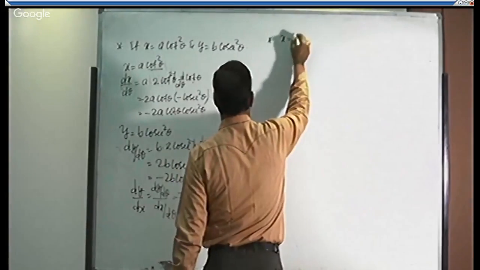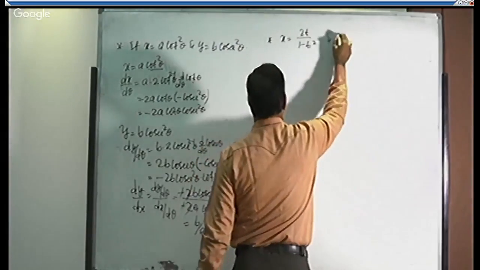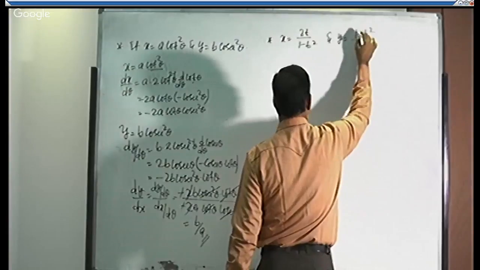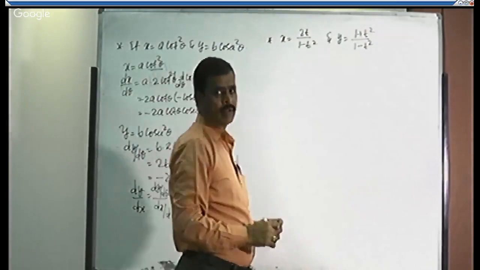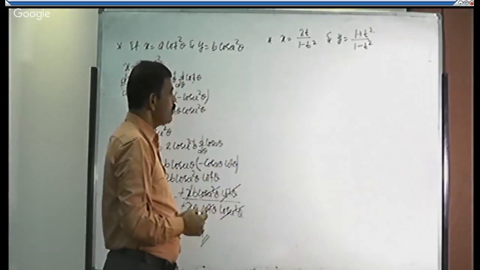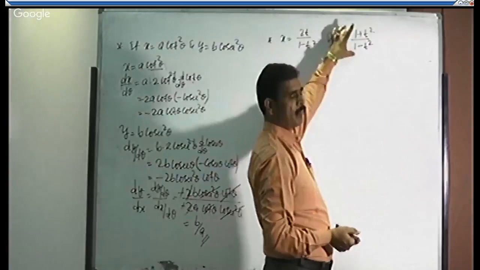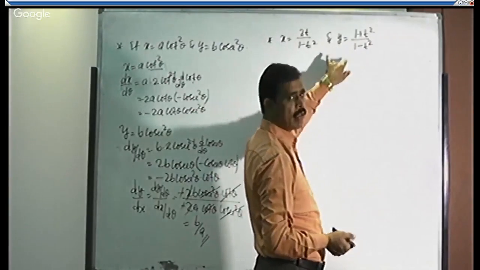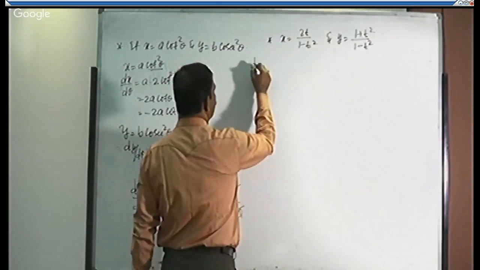If x is equal to 2t divided by 1 minus t square, and y is equal to 1 minus t square divided by 1 plus t square. See how the functions are. Each function is in the quotient form. How to differentiate them? We have to differentiate them with respect to t. Both are in quotient form, therefore use the quotient rule.